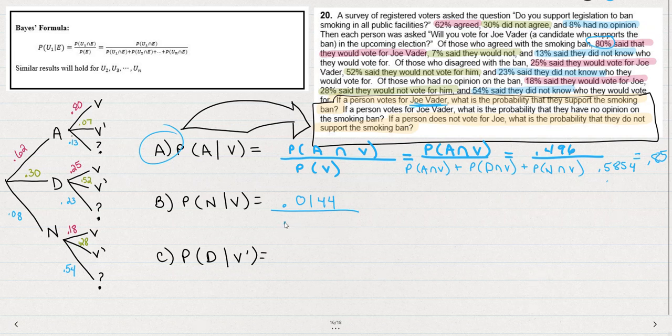0.0144 over 0.5854 when we add up the denominators. And then for part C, we're going to have 0.156 over 0.2218.